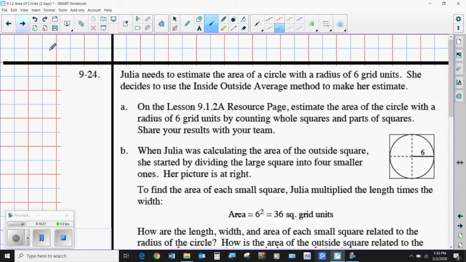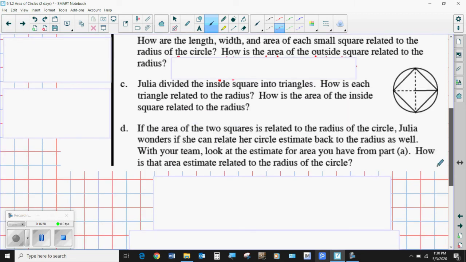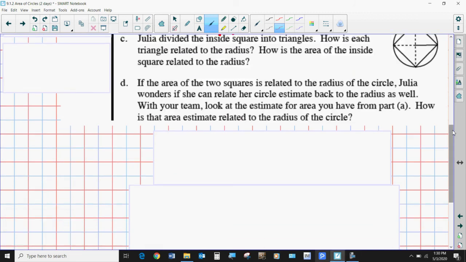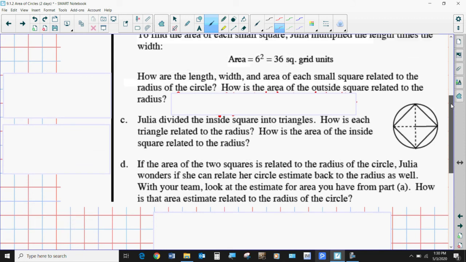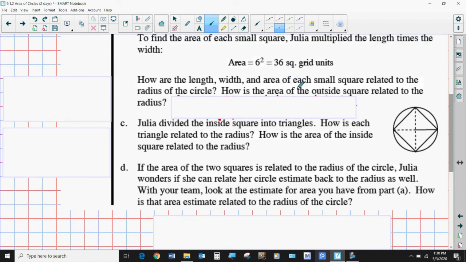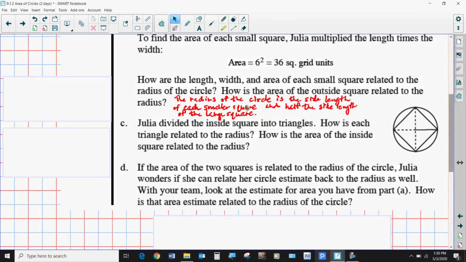So let's come back to these questions and see what we have written down here. It says, how are the length, width, and area of each small square related to the radius of the circle? I stated the radius of the circle is the side length of each smaller square and half the side length of the larger square. I think that's a little bit wrong. The radius of the circle is the side length of each of these small triangles. Let's say triangles in there. You go ahead and write that in.